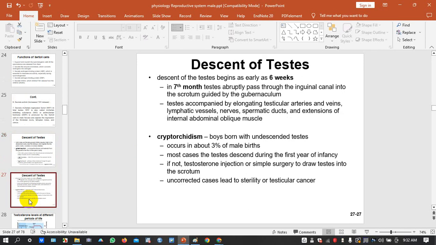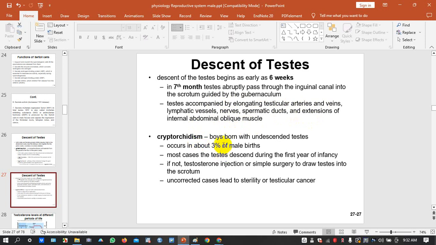So, descent of the testis begins as early as 6 weeks, and in 7 months the testis abruptly passes through the inguinal canal into the scrotum, guided by the gubernaculum. The testis is accompanied by elongating testicular arteries and veins, lymphatic vessels, nerves, spermatic ducts, and an extension of the internal abdominal oblique muscle.